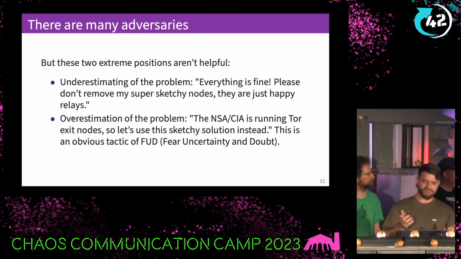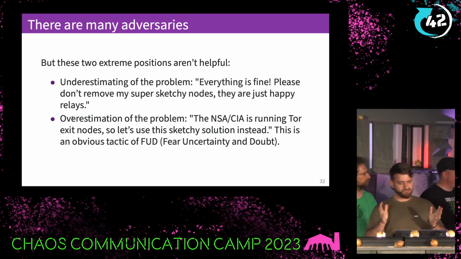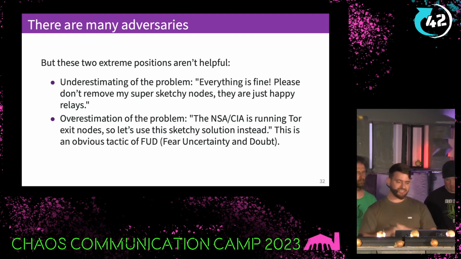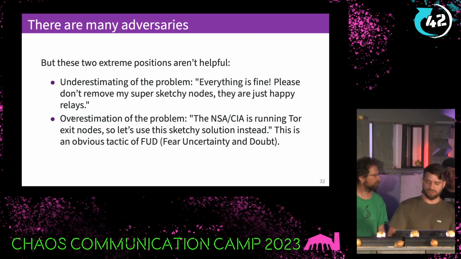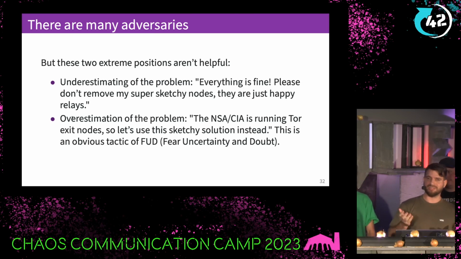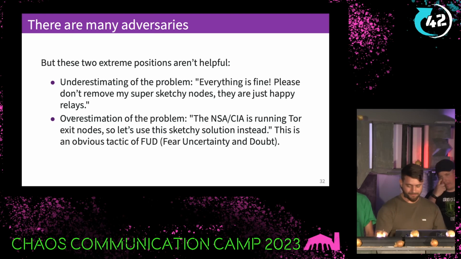So there are many adversaries against Tor, but I believe there are two extreme positions that are not helpful in this debate. One is underestimating the problem, like, well, everything's fine, please don't remove my super sketchy relays. They are just happy relays. So we have this kind of attitude. And the other one is overestimation of the problem. Like, oh, well, the CIA is running the whole Tor network, so I'm going to use this other solution instead of the Tor network. And this obviously isn't a good solution, right?